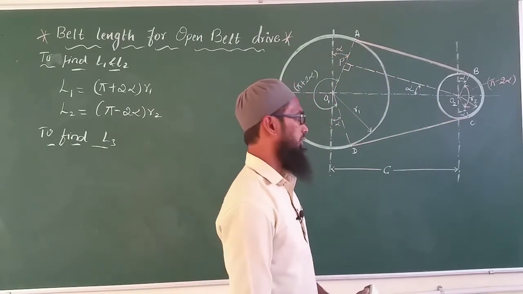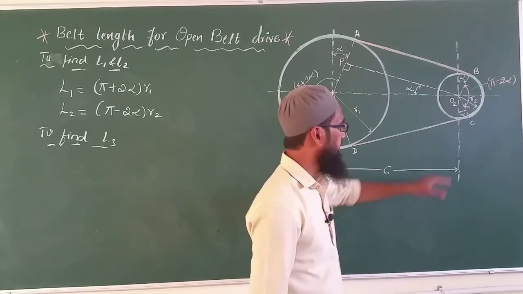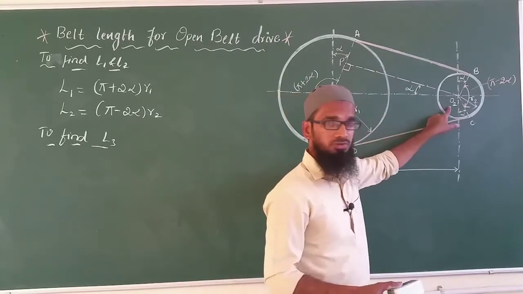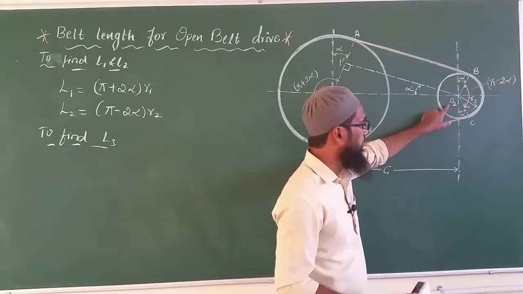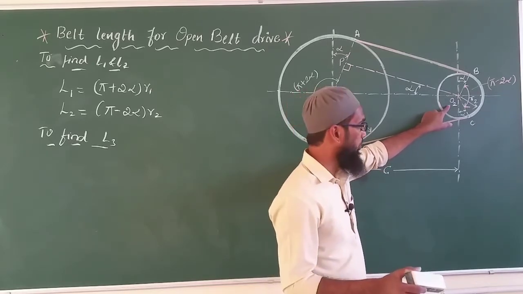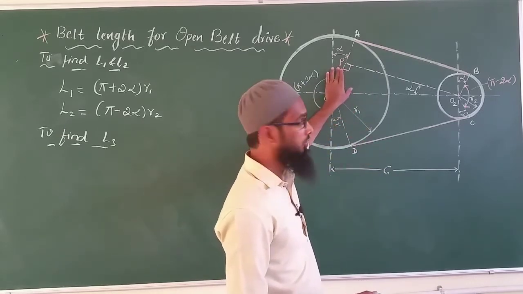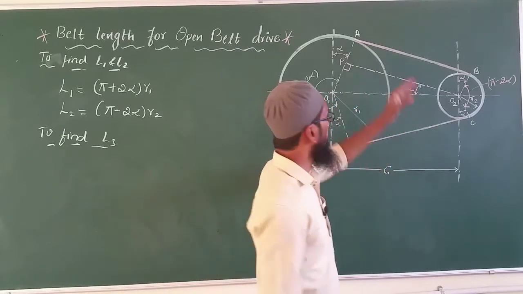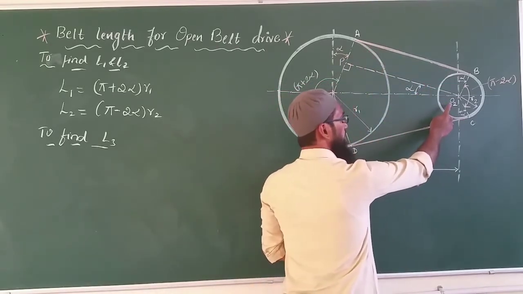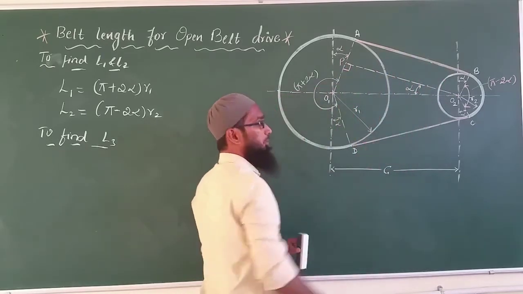Now to find this, I will go for a small construction here. I have taken O1 as the center for the larger pulley and O2 as the center for the smaller pulley. Now with reference to O2 as a center, draw a line parallel to AB where it meets at P.